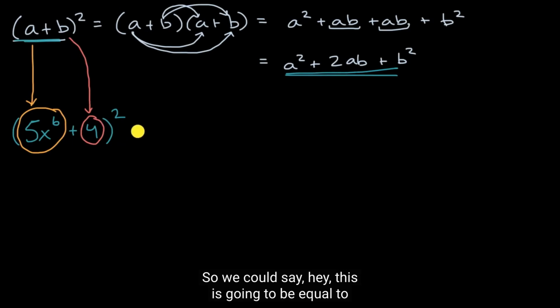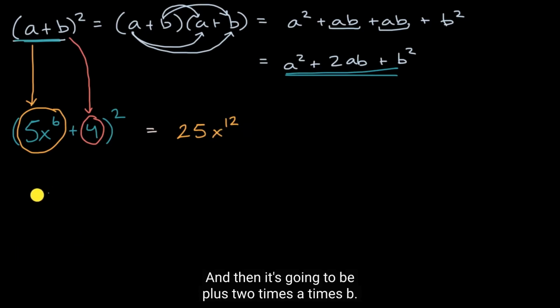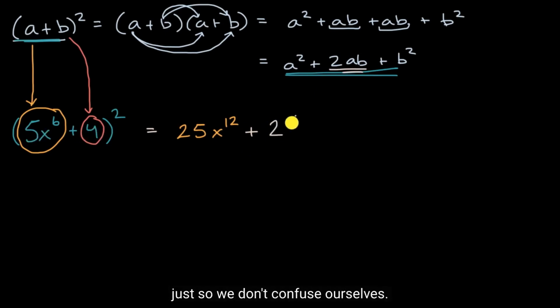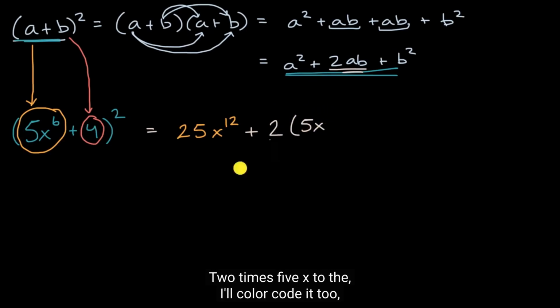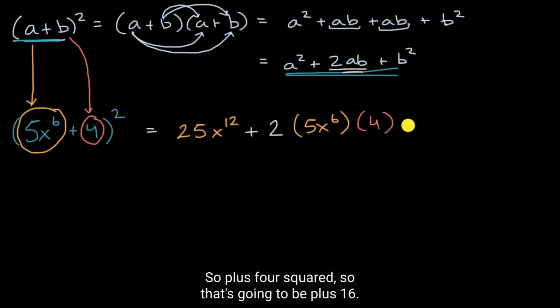So we could say, hey, this is going to be equal to a squared. We have our a squared there. So what is a squared? Well, 5x to the 6th squared is going to be 25x to the 12th power. And then it's going to be plus 2 times a times b. So plus 2 times 5x to the 6th times 4. Actually, let me just write it out just so we don't confuse ourselves. 2 times 5x to the 6th times 4 plus b squared. So plus 4 squared. So that's going to be plus 16.